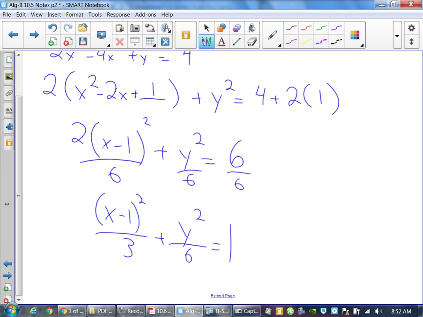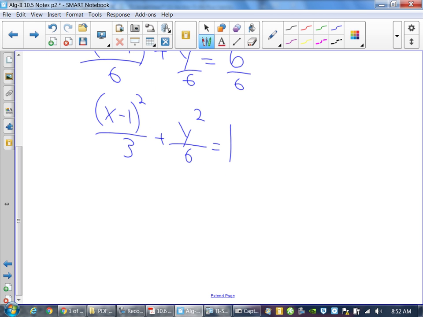Now, which way is this stretched? It's stretched vertically, because my A squared term is 6, my B squared term is 3, which means my C squared term is 3. 3. Very good.